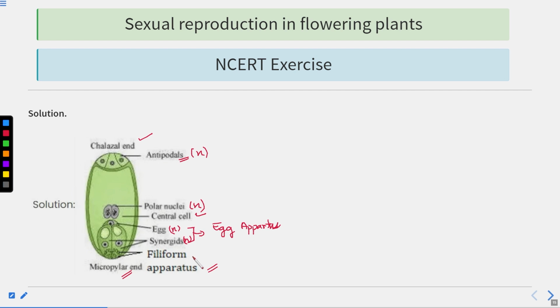Synergids consist of the filiform apparatus, and the filiform apparatus guides the pollen tube entry into the embryo sac. We have seen in the earlier questions that the pollen tube will enter through the micropylar end into the ovule, and then it will enter into the embryo sac. The filiform apparatus helps guide the pollen tube entry into the embryo sac. So the pollen tube will enter into one of the synergids. Clear?